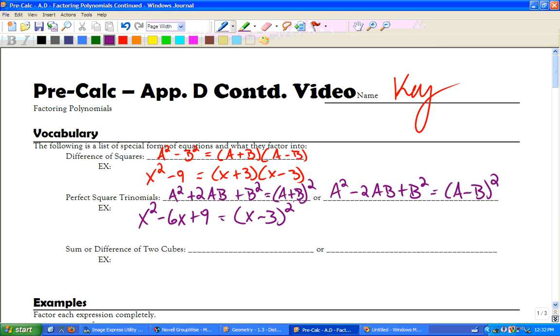We're going to take a look at some other problems, but it's really important to remember that this term right here, your b term, is equal to 2ab. In this case, your a value is x, your b value is 3.